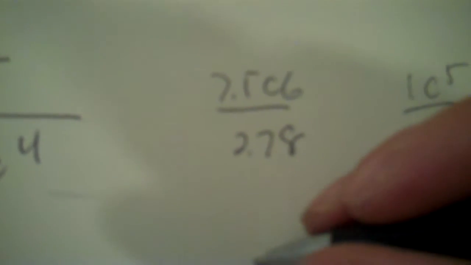So 7.506 divided by 2.78 is 2.7. And then 5 minus 4 is 1, so times 10 to the 1st. And the decimal's in the right place. So 2.7 times 10 to the 1st is your answer. And it says how many small cubes, so you just put cubes with your label.